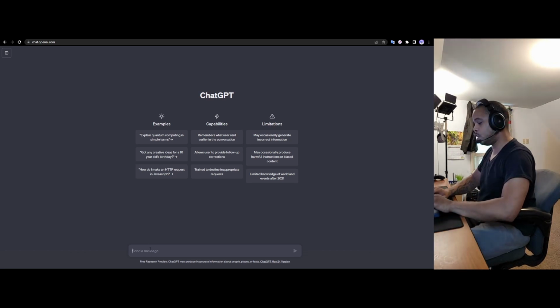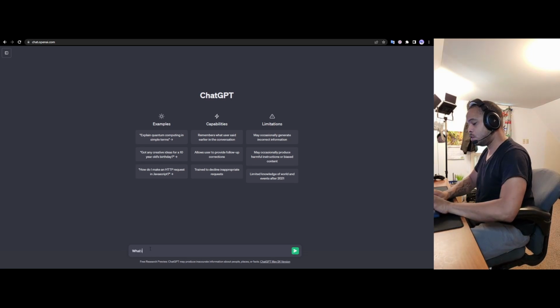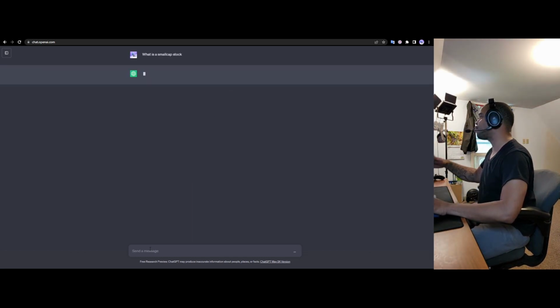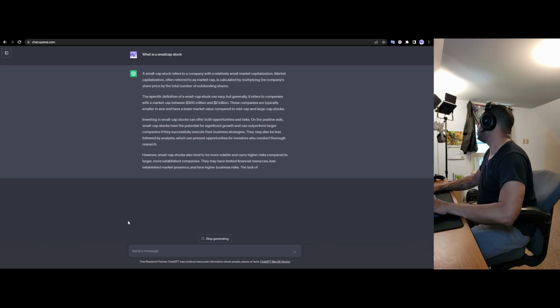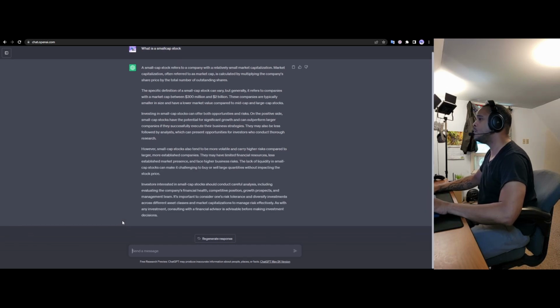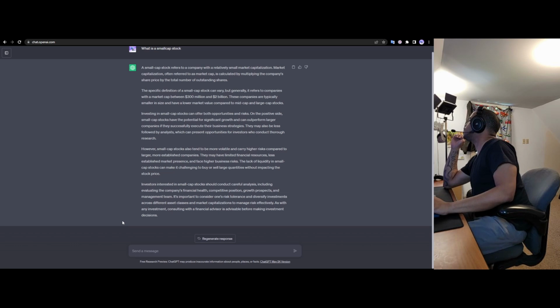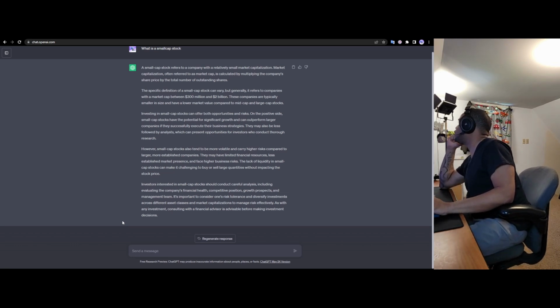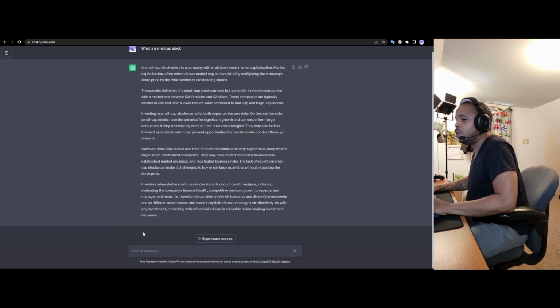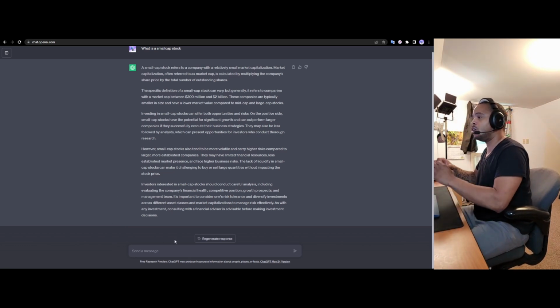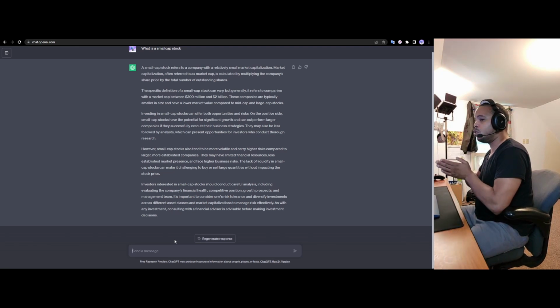All right, so what we're going to do is just type in, what is a small cap stock? This is the beauty of ChatGPT. It makes things a lot easier for us, more palatable, and just feeds us an answer for anything we may have questions on. So what it's saying is a small cap stock refers to a company with a relatively small market cap. Market cap is a calculation of business value, right?